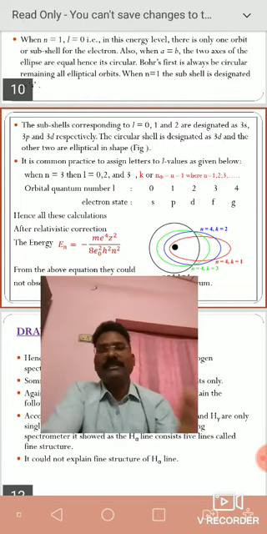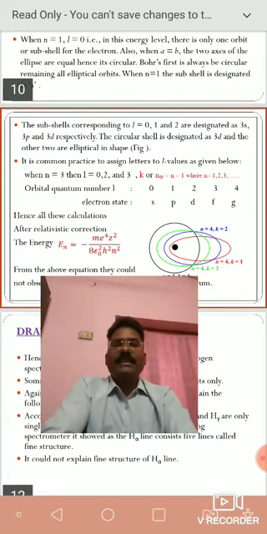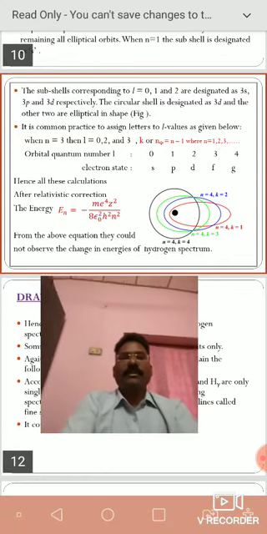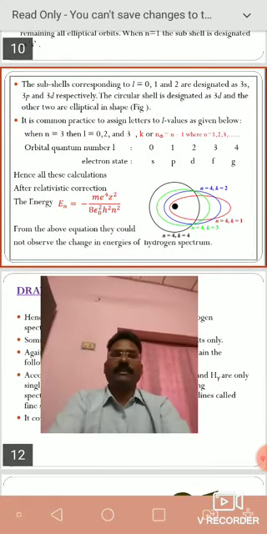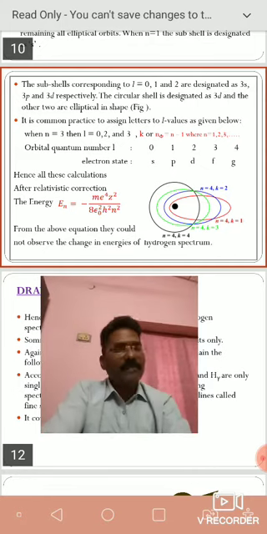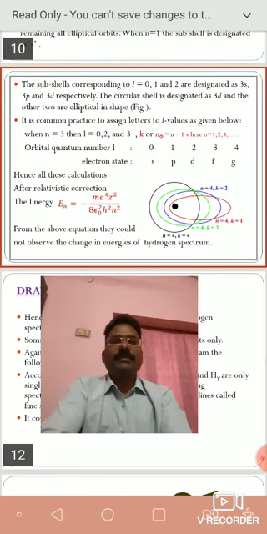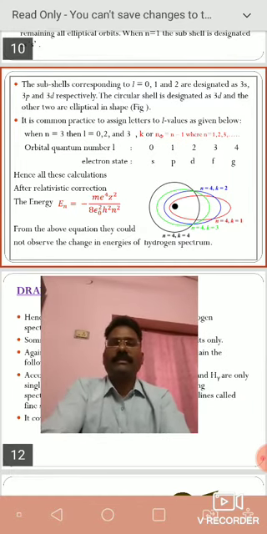Remember this point. Next point, it is common practice to assign letters to L values as given below. When n is equal to 3, then L is equal to 0, 1, 2, 3 and so on. Here K means n pi. Remember, K means azimuthal quantum number n pi, and n pi is n minus 1, where n is equal to 1, 2, 3, etc.